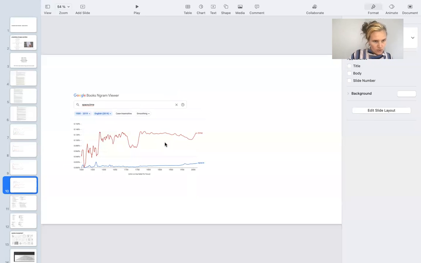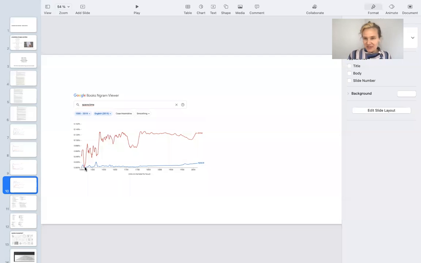Did I do one more? Yeah, with space and time also. Time is used much more than space, almost always, apart from this moment here. And you can zoom in on a particular date and see more closely what the values are. So this is extremely useful as well.